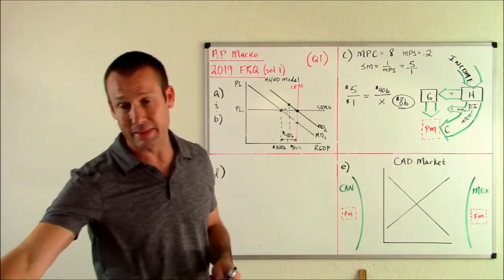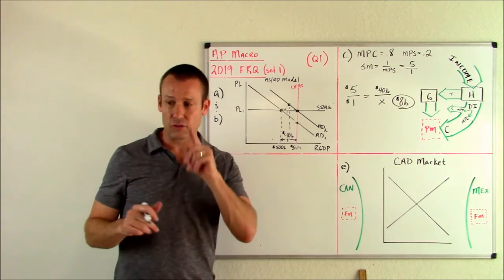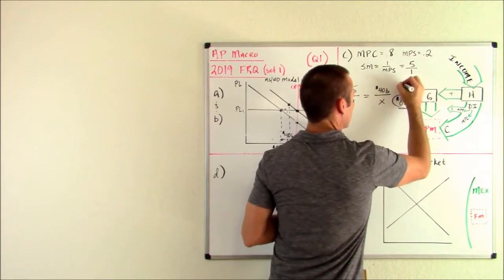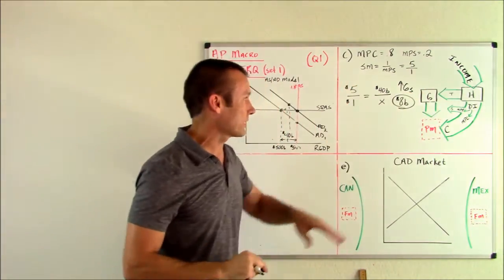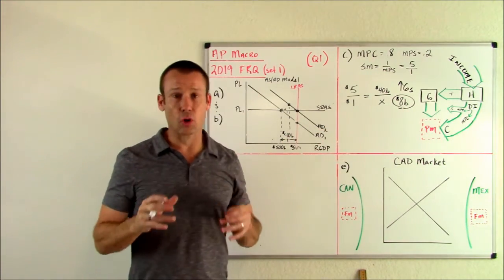I know that was a lot, but that's the answer to C1. Calculate the minimum change and indicate the direction. Make sure you do both. So we're going to say government spending needs to increase. That's what they mean by a direction, $8 billion to close that gap.